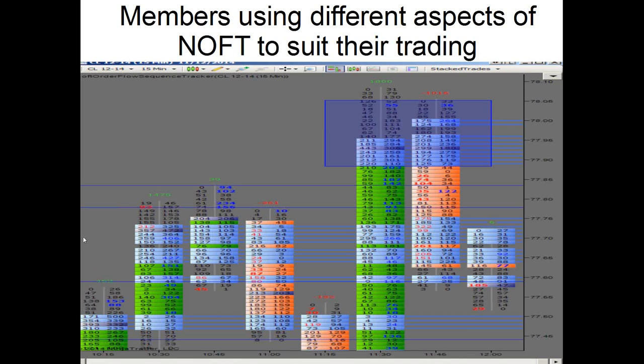Here's another user. What this user was using was what we call stack trades. That's an actual specific amount of volume that you can set. You can customize that, and if the total volume at that price is greater than that level, then you'll get lines drawn on the chart.